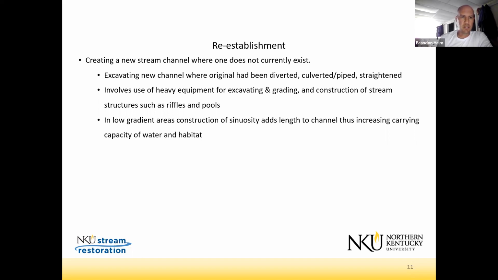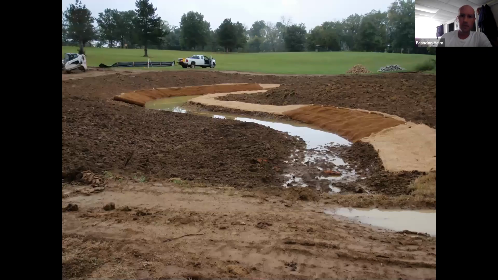Like I said, in the low gradient areas, the C channel type areas, we'll build big bends and curves into it, which adds length to a channel, so that increases the amount of water that stream can carry at a given time. So it slows the water down. That aids in abating flooding, and it also just increases more available habitat for wildlife.